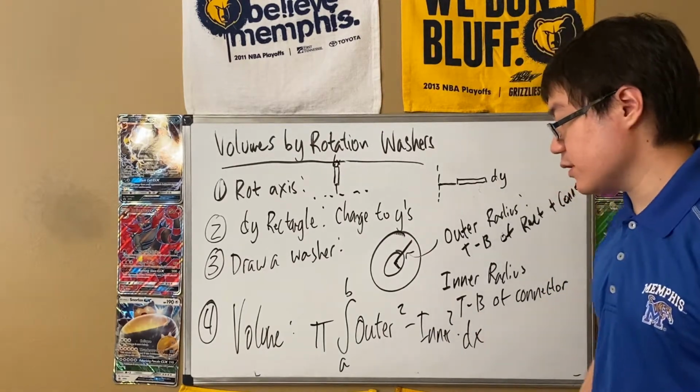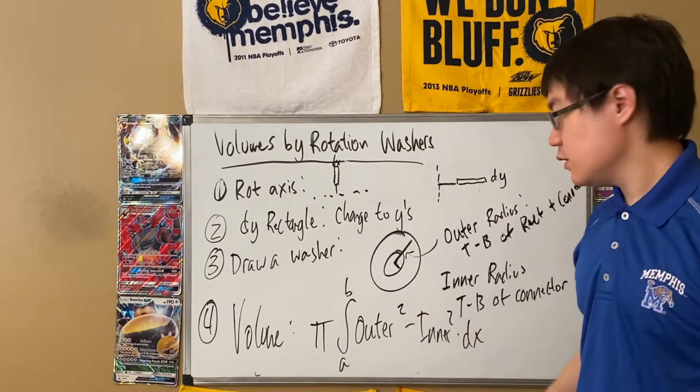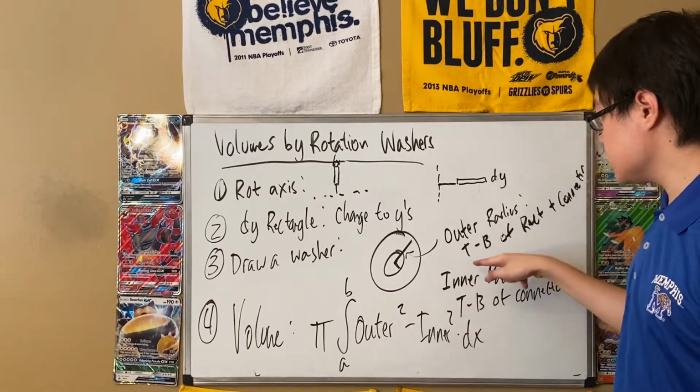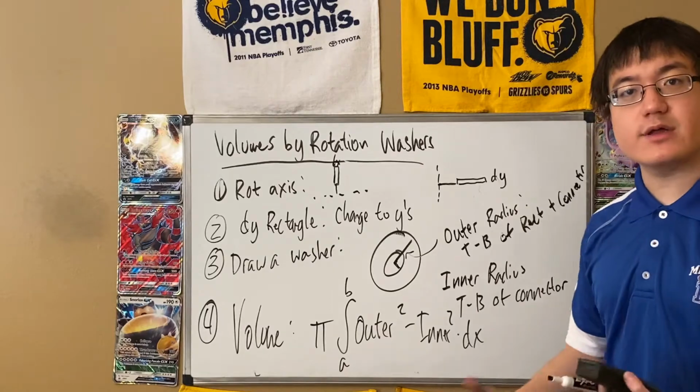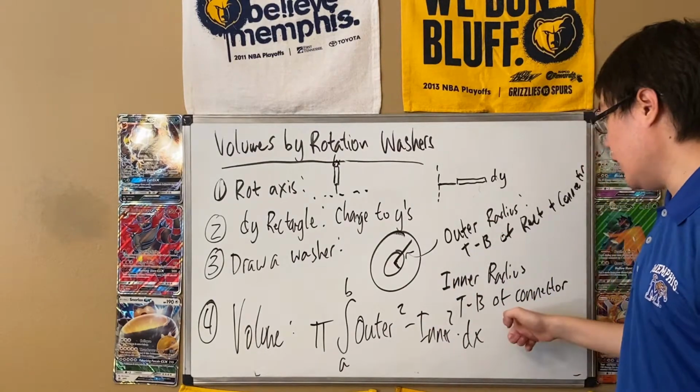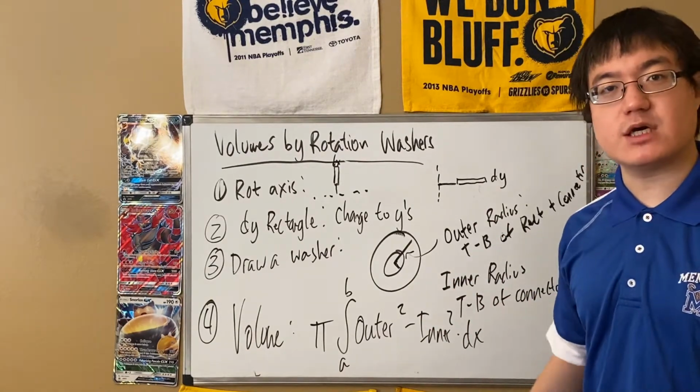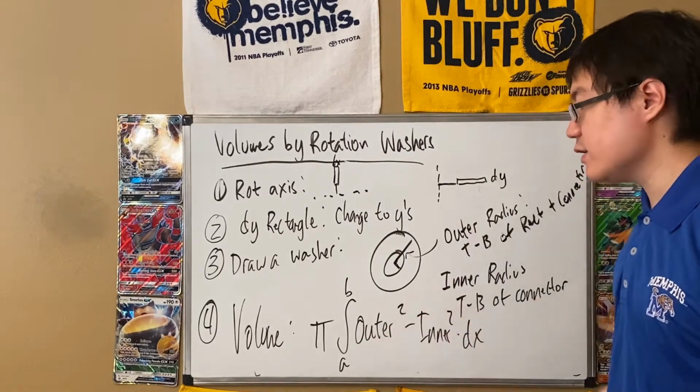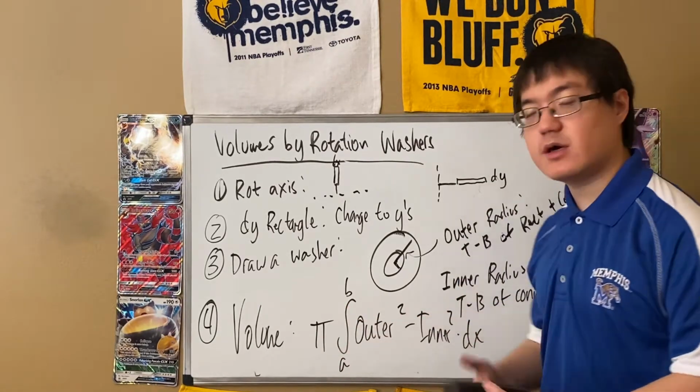And again, this is pretty complicated, but before we go, let me just tell you, the outer radius is going to be top minus bottom of the rectangle and the connector as one single object, and the inner radius is going to be top minus bottom of just the little connector. So keep in mind that sometimes when people form this formula, they form it wrong.